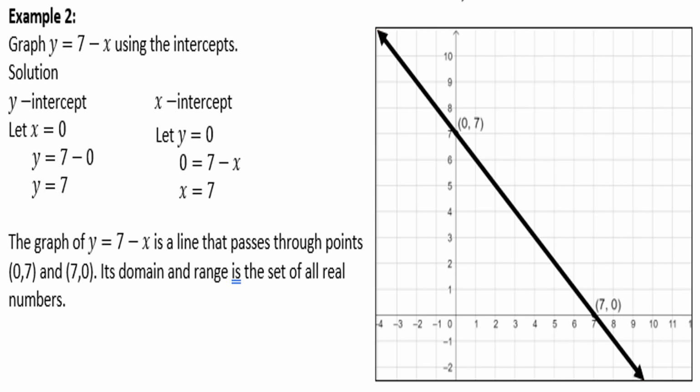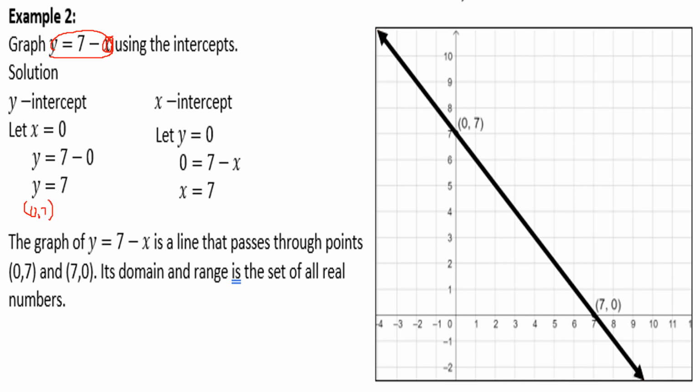Okay, next is graph y equals 7 minus x using the intercepts. So for the intercepts, we have here, let x equals 0. So we have y equals 7 minus 0. So our function or equation is this. So all the x variables that you see, you make it equal 0. So we have now y equals 7 minus 0, that is y equals 7. So the y-intercept here is 0, 7.